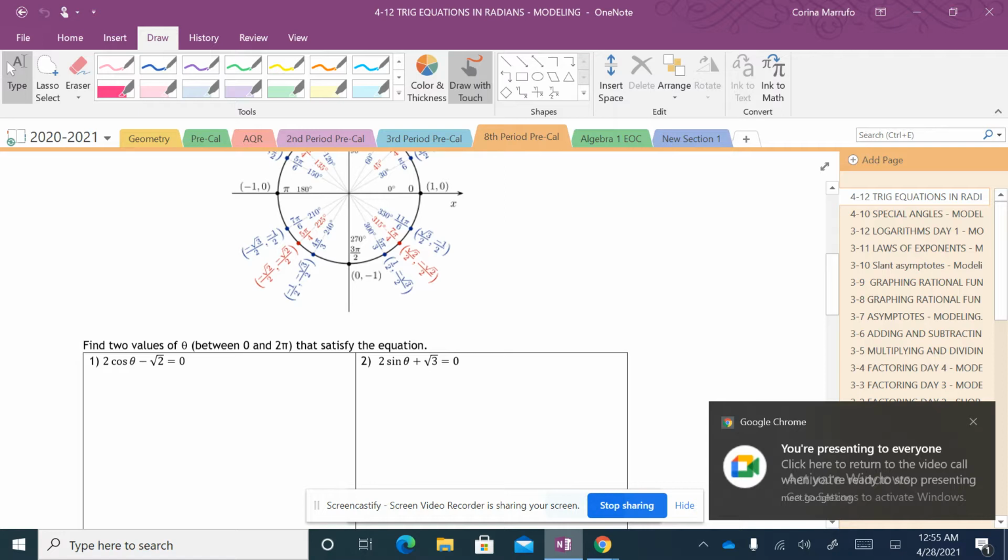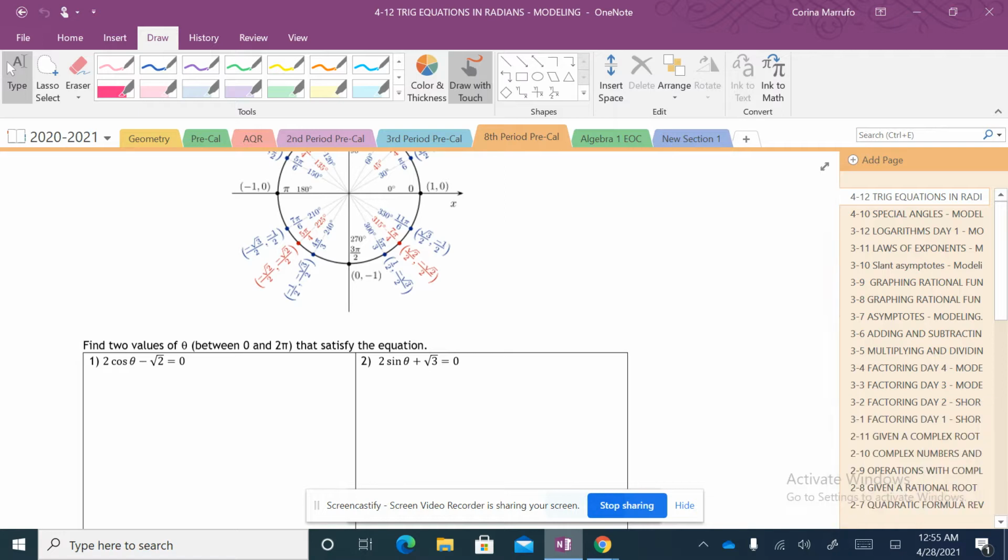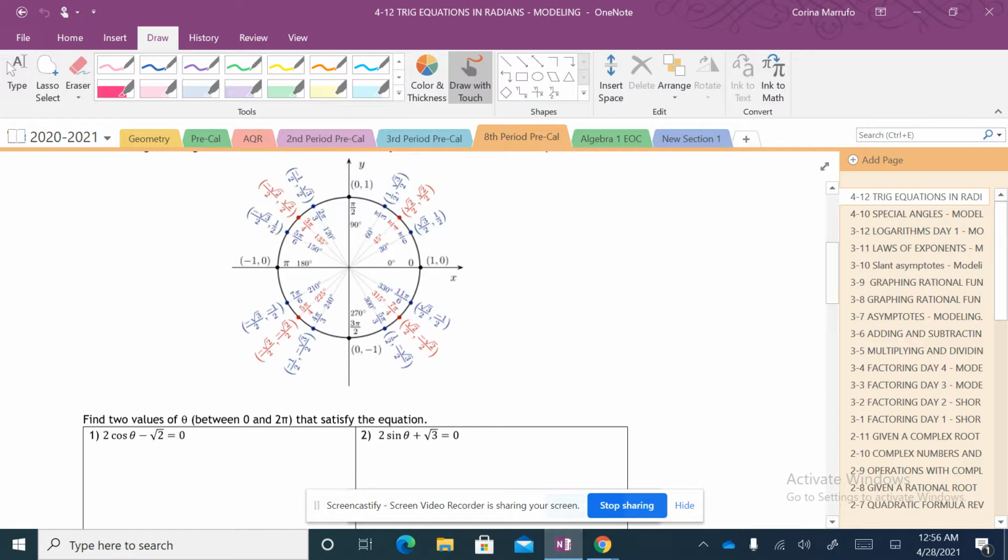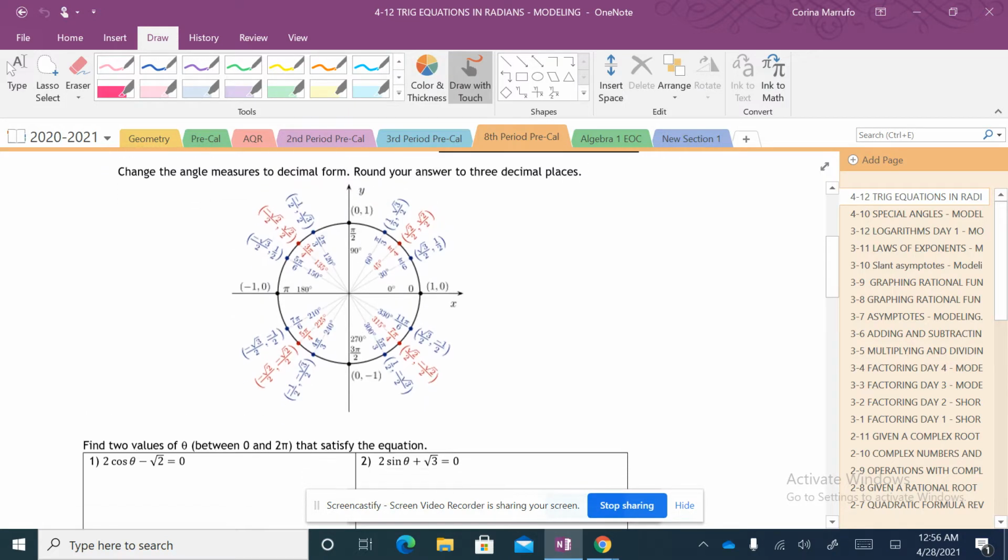So it says find two values of theta between 0 and 2 pi that satisfy the equation. So we have 2 cosine of theta minus the square root of 2 equals 0. Okay. So I did put the unit circle up here so we can refer back to it when we need to.